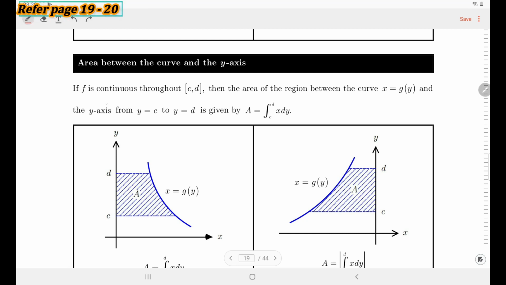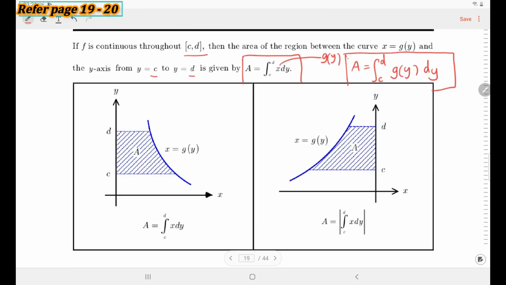Area between the curve and the y-axis. If f is continuous throughout from C to D, then the area of the region between the curve and the y-axis from C to D is given by A equals the integral from C to D of x dy. The same, x here is actually a function of y, so I put g here. You could simply change the formula to the integral from C to D of g(y) dy, integrating the function of y with respect to y.